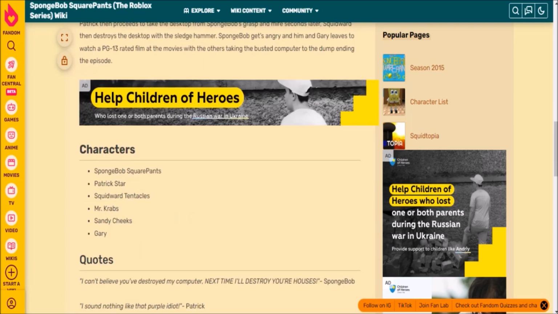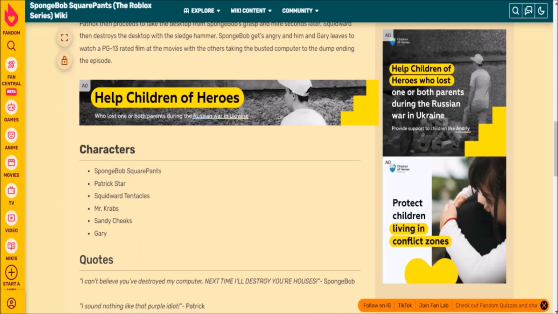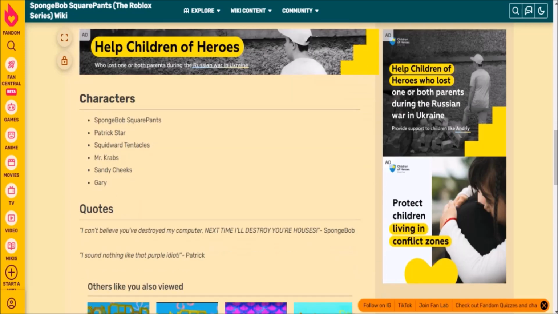So yeah, the characters are the exact same as the last episode, with the exception of Gary. Well, Gary is in this episode, but these are the same characters from the previous episode.